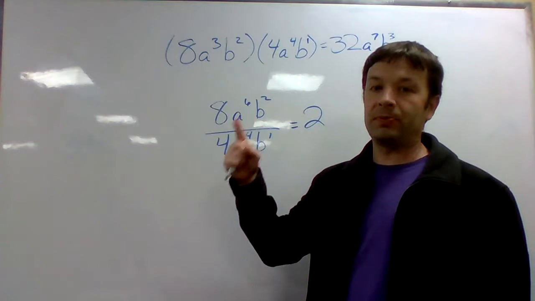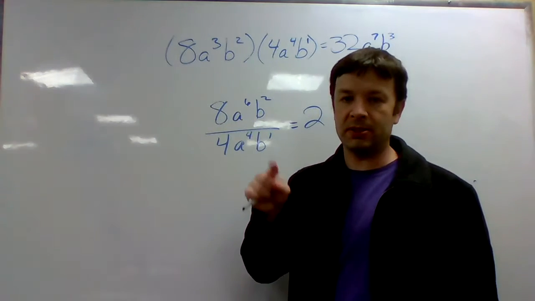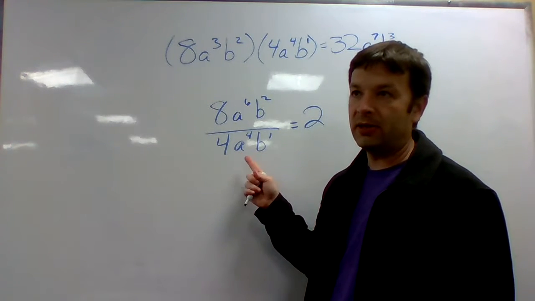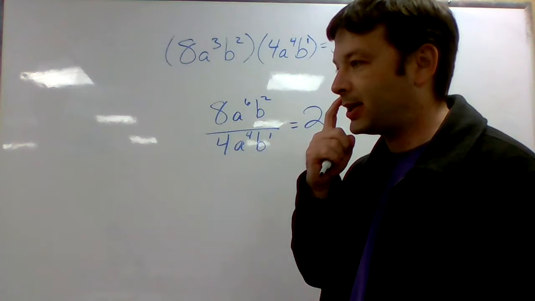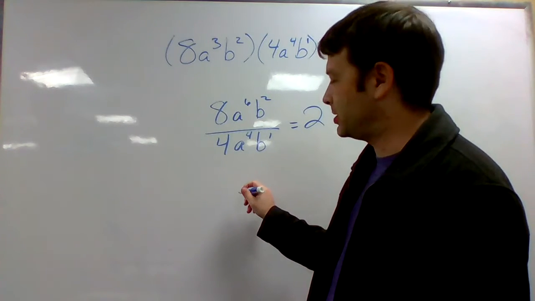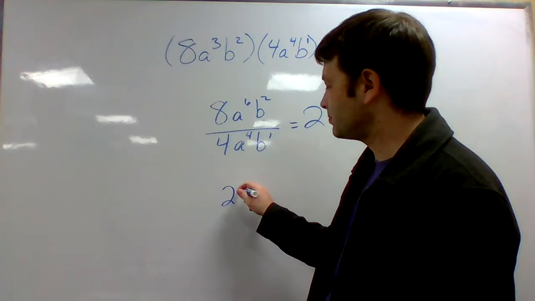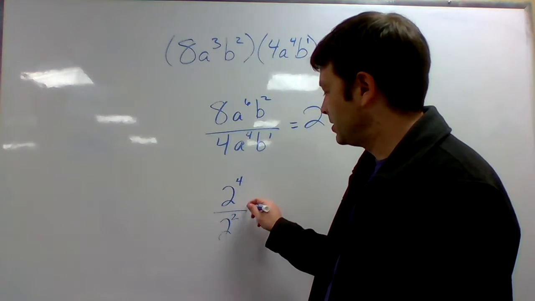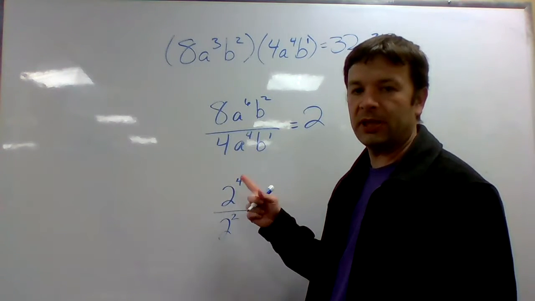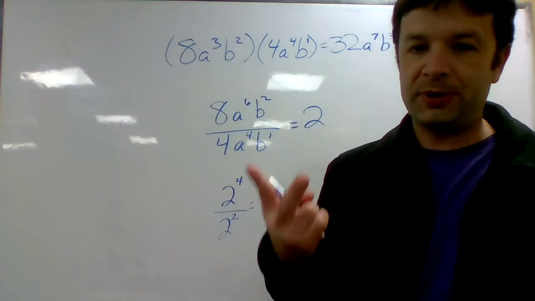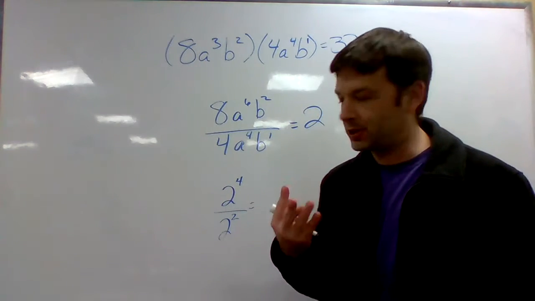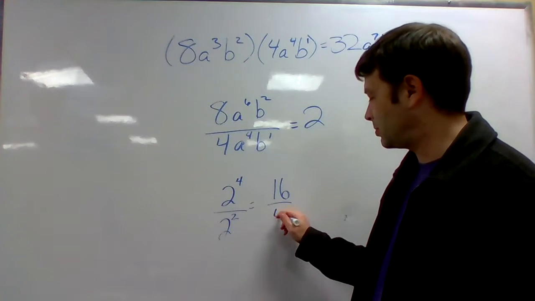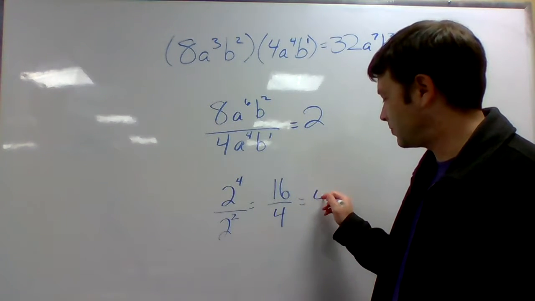So what this means is I multiply 6 A's together, A times A times A, and then I divide that by 4 A's multiplied together. What happens when you do something like that, let me show you a really easy example. Let's say I did 2 to the 4th divided by 2 squared. So if I multiplied 2 times 2 times 2 times 2, 2 times 2 is 4, times 2 is 8, times 2 is 16. That would be 16. And then on the bottom is 2 times 2, that would be 4. 16 divided by 4 is 4.